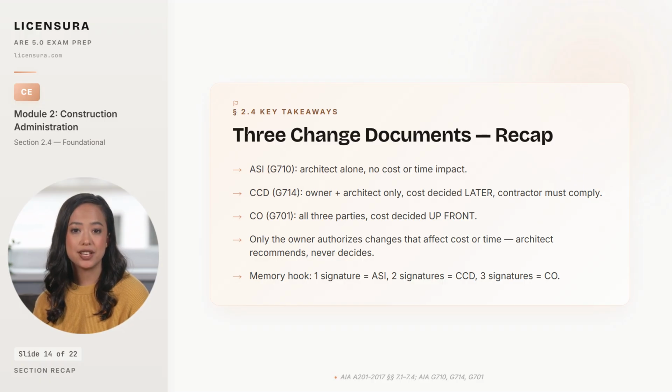And the memory hook that solves most of the document matching questions on the exam is the signature count. 1 signature is an ASI, 2 signatures is a CCD, 3 signatures is a change order. And any answer choice that puts the wrong number of signatures on the wrong document is wrong by definition.